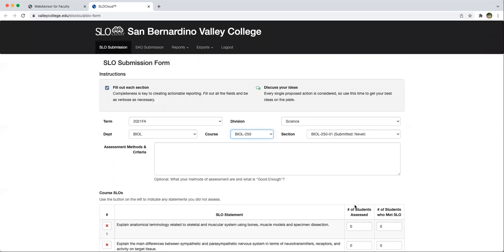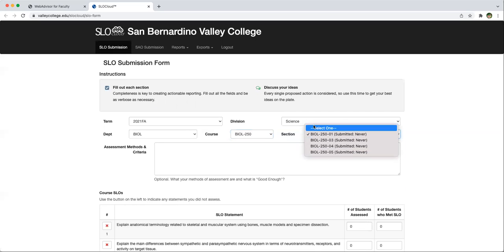By the end of this process, if you have multiple SLOs or you have taught multiple courses, what you need to do is go back up here. If I was completing this SLO right here, it would say submitted. Instead of saying never, it would give me a date for when the assessment was submitted. And you're also going to receive an email that states you have completed the SLO for the course.